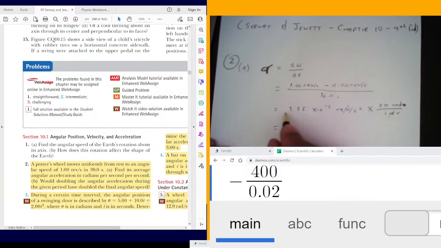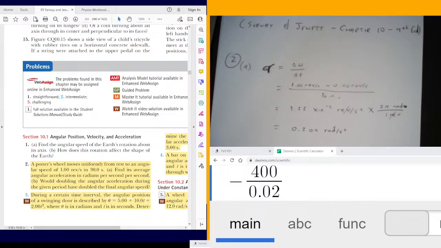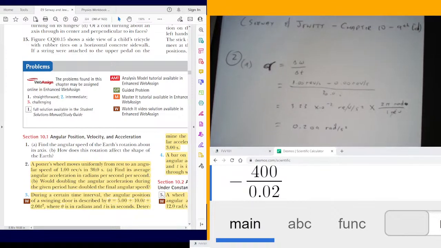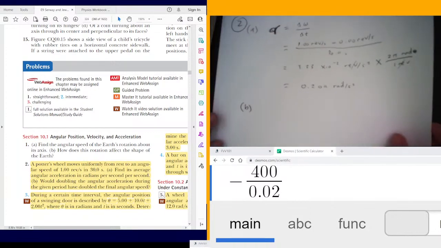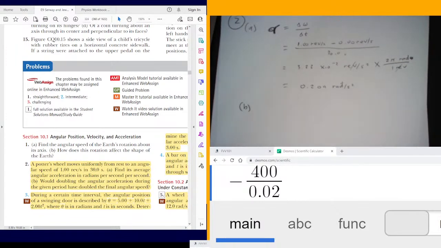So it's about 6 times that, which gives us 2.209 radians per second squared, and that is the angular acceleration of this body, this potter's wheel.